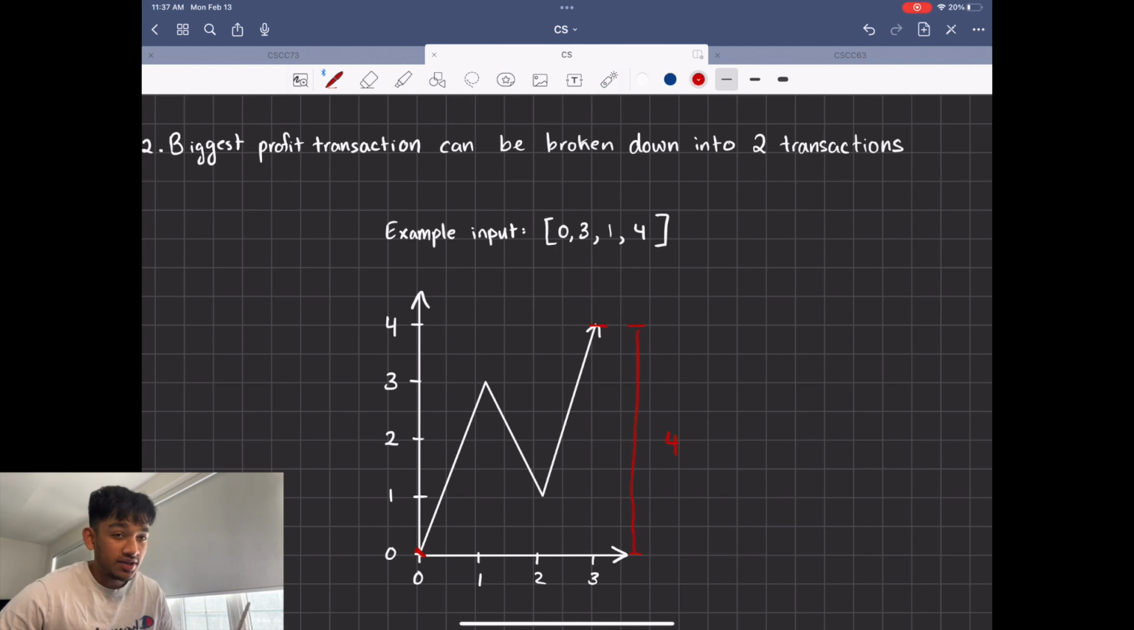Now, you're going to see that you can go left or you can go right, but the biggest profit that you can get can be broken down into these 2 sub-transactions.